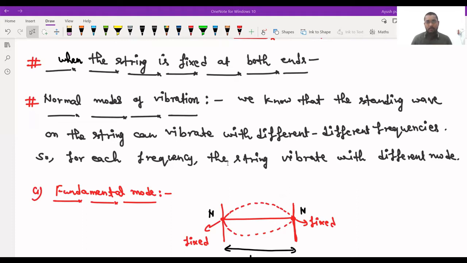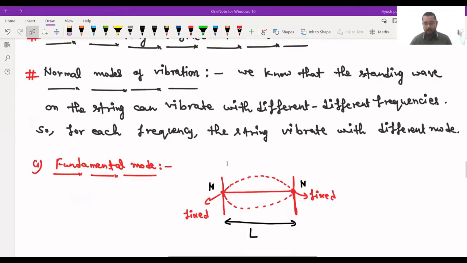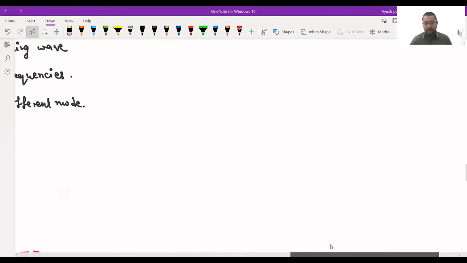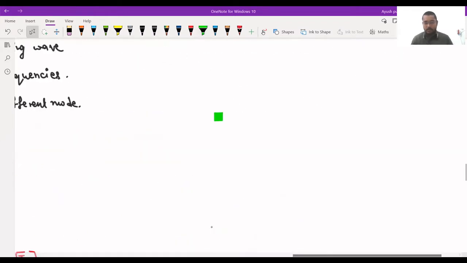I told you that I am going to discuss the string that is fixed at both ends. Let's say this is a string, you can see the diagram. This is a string. It is fixed at both ends because I am going to discuss only the string that is fixed at both ends. So this is fixed at this end, and this is also fixed at this end.